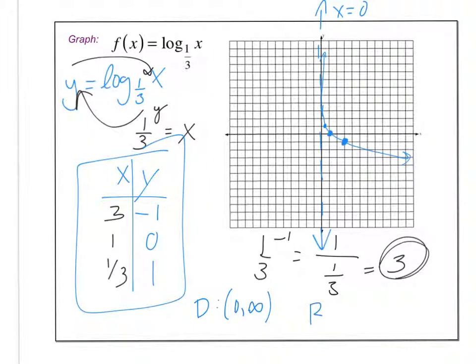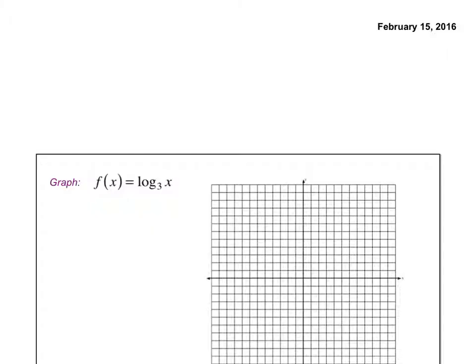The range is flipped around from the exponential equations. It's now all the numbers because everything from bottom to top gets covered. All right, so follow those 3 steps and you should be able to graph all of these logarithms.